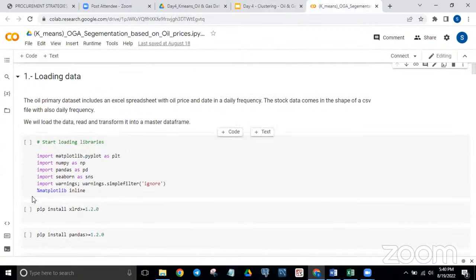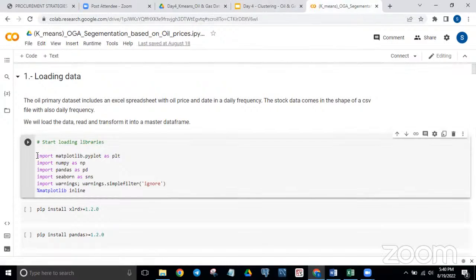I have to import all these different packages that we have. I have imported matplotlib, as I want to plot some graphical representations, and NumPy, pandas, and Seaborn. Seaborn is also used for graphical representations. So I have imported all these.